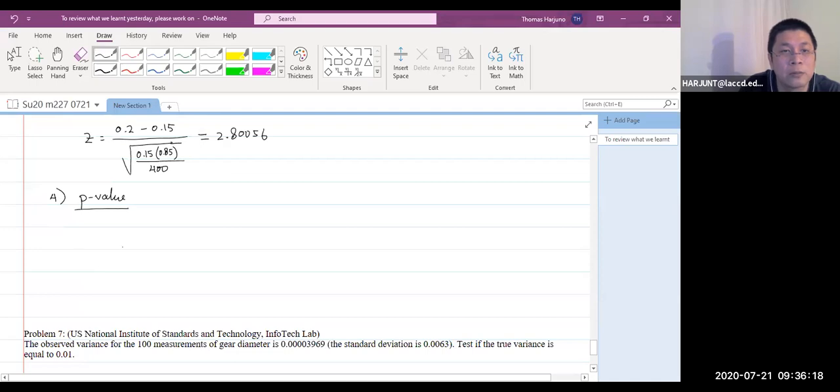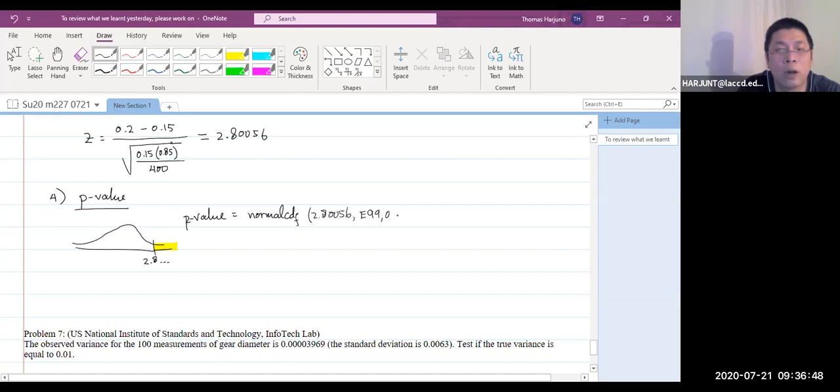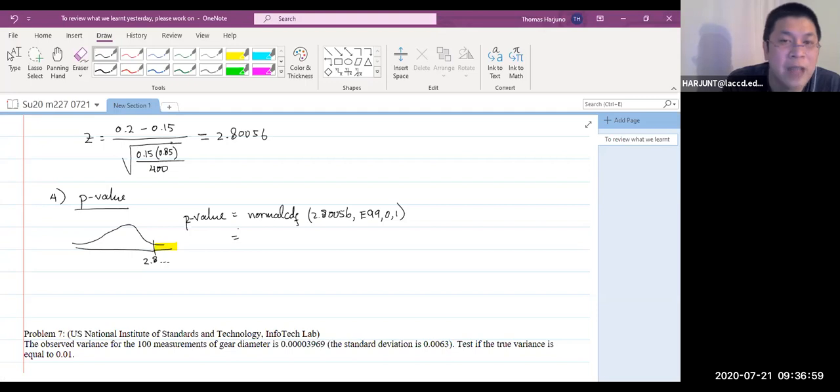That's the right tail. This is 2.8 something. So the p value is normal CDF from 2.80056 to infinity. Well, actually, you will see that when you do normal CDF, the E99, as long as it's standard normal, the mean is 0, the standard deviation is 1, you can replace the E99 by 10 or even by 100. It's good enough. We will get the same value.